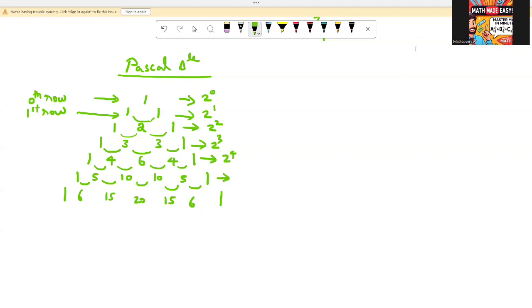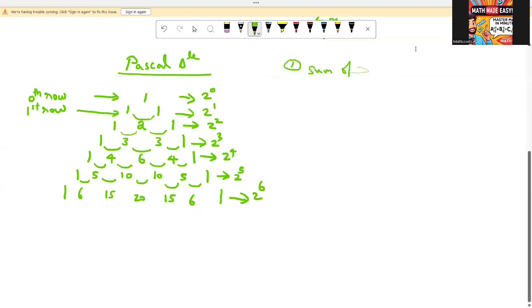From that we understand, based on the row number, the sum of the elements is 2 raised to the power of the row number. This is the zeroth row, so the sum of elements is 2 power 0. This is the first row, so the sum of elements is 2 power 1, and so on. So from that we can generalize. The first property: the sum of elements in the nth row is given by 2 power n.